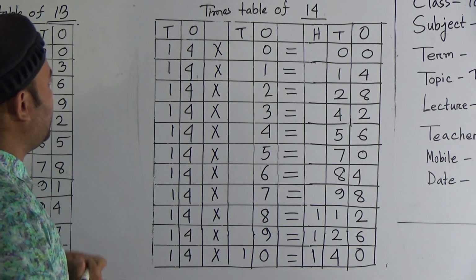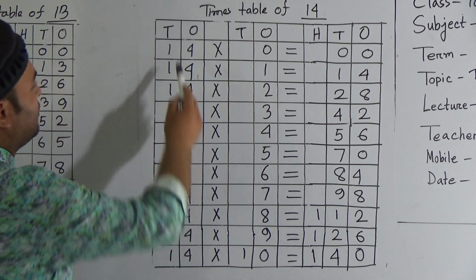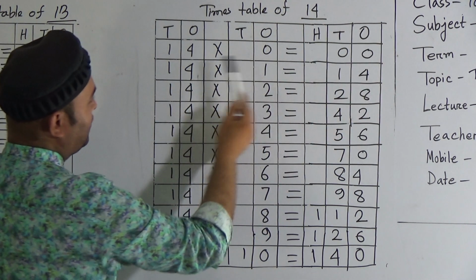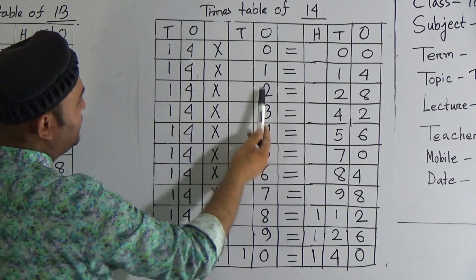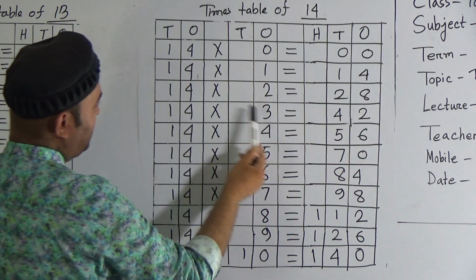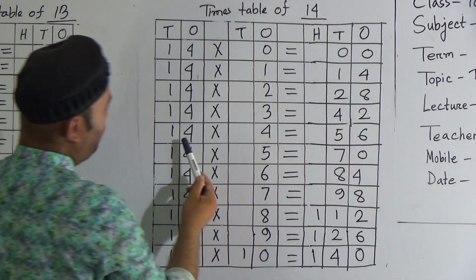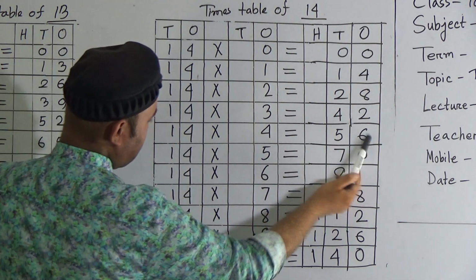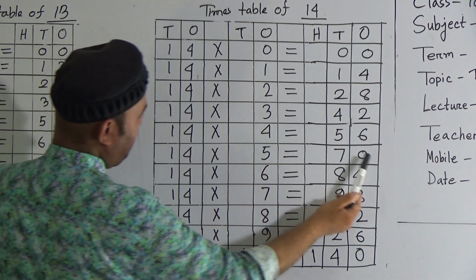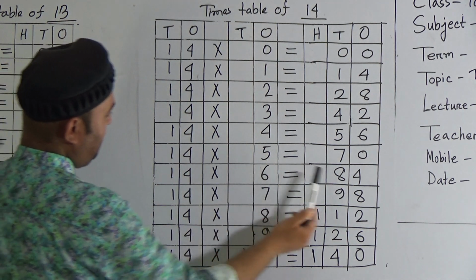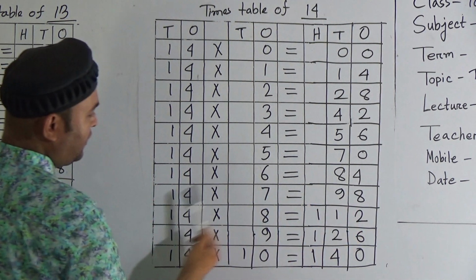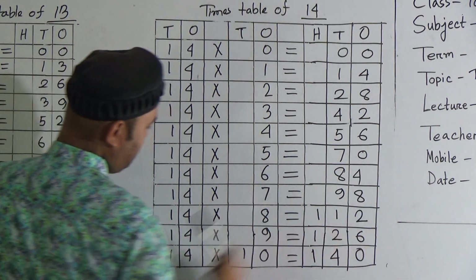Now read out again the times table of 14. 14 zeros are 0. 14 ones are 14. 14 twos are 28. 14 threes are 42. 14 fours are 56. 14 fives are 70. 14 sixes are 84. 14 sevens are 98.